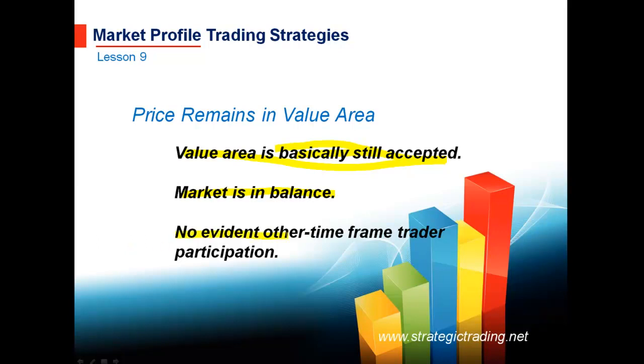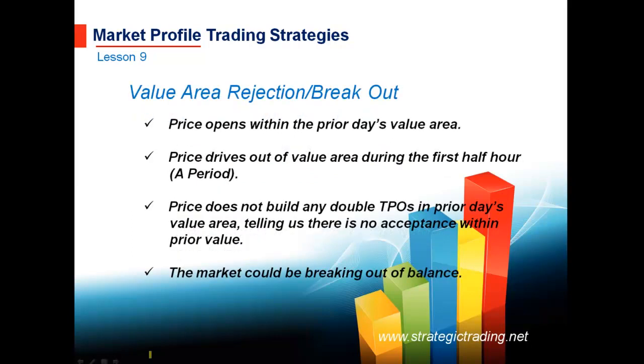And again, there's no evident other time frame trader participation. This is the scenario where I open within the prior day's value area and there is acceptance. I see double prints start to occur within the value area. Now, let's take a look at the other scenario. What if, in fact, I open within the value area, but there's no acceptance? I get rejection. The market doesn't like this value area anymore.